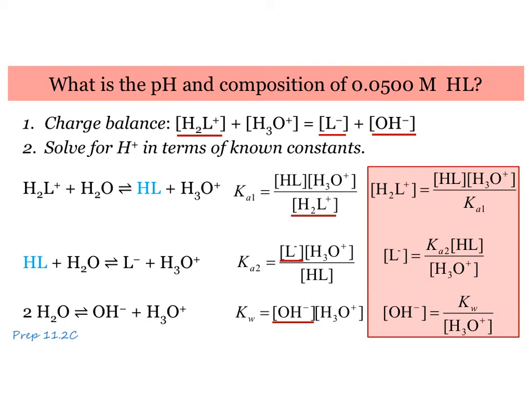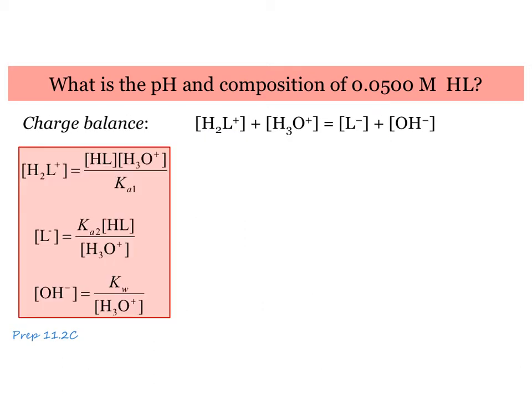The result is that protonated leucine, H2L+, is equal to leucine, HL, times hydronium ion divided by Ka1. Deprotonated leucine, L-, is equal to Ka2 times leucine, HL, divided by hydronium. And hydroxide can be described as Kw divided by hydronium ion concentration. Let's take all of the results in the red box and drop them into our charge balance equation on the next slide. Try each of these steps before continuing to the next slide.